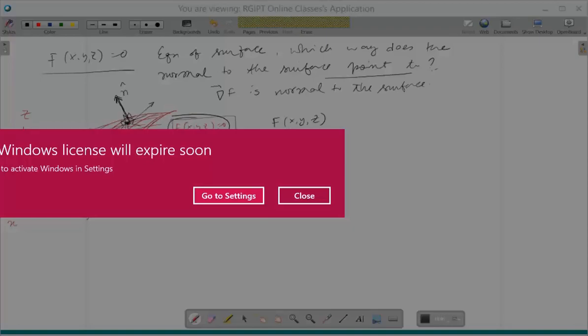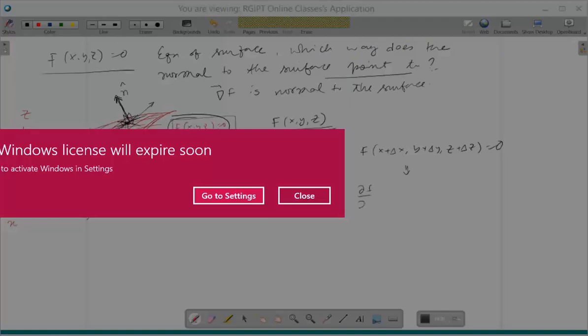So let's say I'm moving on the surface, so that x goes to x plus delta x, y goes to y plus delta y, and z goes to z plus delta z in such a manner that f of x plus delta x, y plus delta y, z plus delta z is still 0. That means I'm moving on the surface only, which would mean I have moved along one of the tangent directions on the surface at this point. Because tangentially, if I move, f of x, y, z is not going to change. It will remain 0.